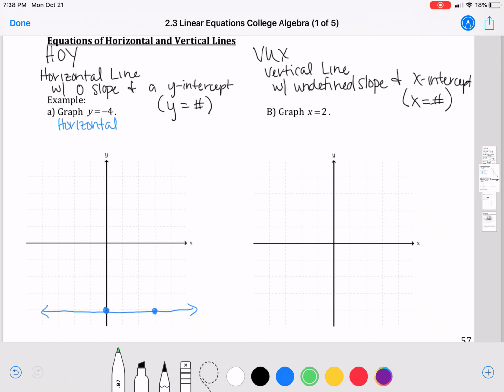All right, so then if we look at our equation, graph x equals 2, since it's x equals, we know we have a vertical line. So we can go over 2 on our x-axis, put our point, and then again go anywhere above or below for your second point, and connect them for your line. Okay. Easiest way to remember this, if it's y equals, it goes through the y-axis. If it's x equals, it goes through the x-axis.